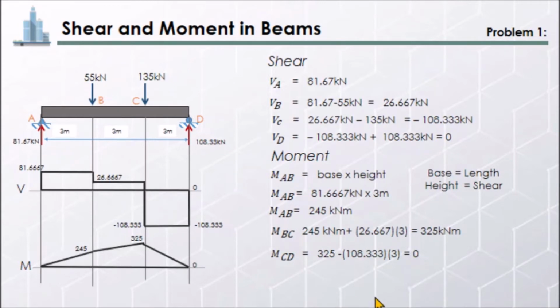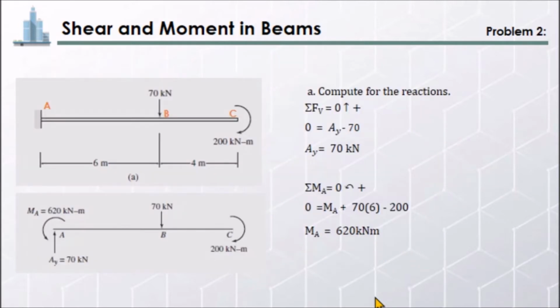Okay? So, next, we have problem number 2. For problem number 2, we have a cantilever beam with a point load of 70 kilonewton at point B and a moment at point C which is 200 kilonewton meter. So, to start, we first need to compute the reactions again. This is basic to you, since in mechanics you have already taken up computing reactions, right?